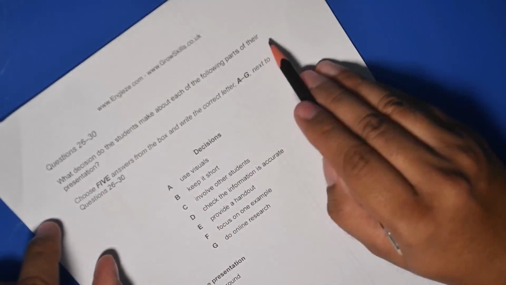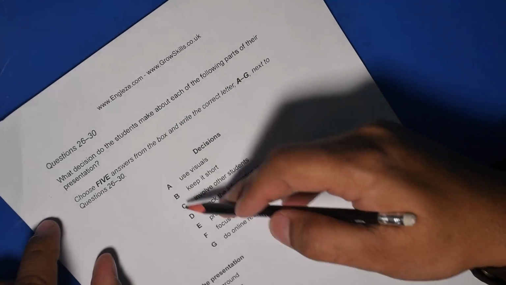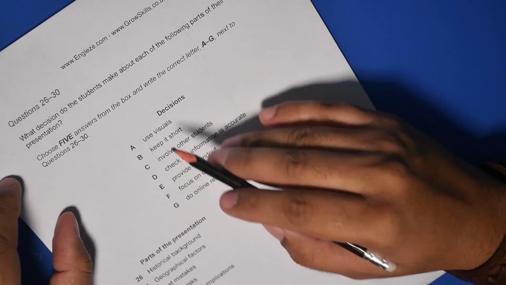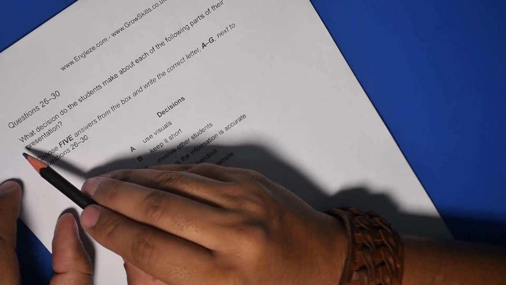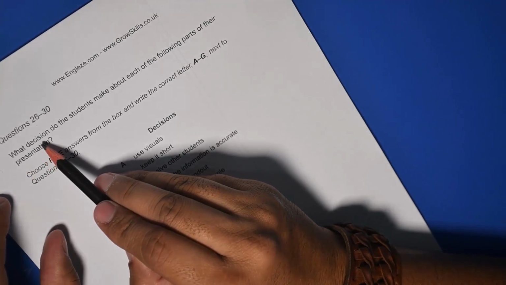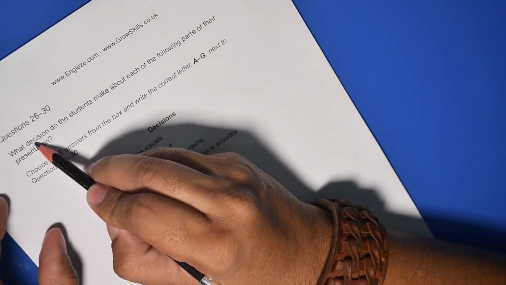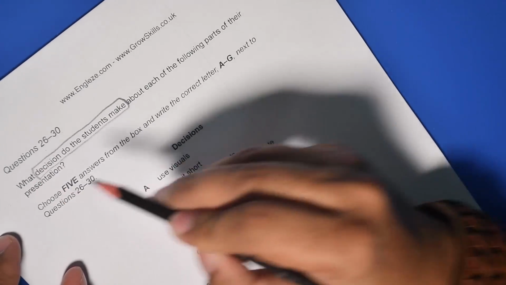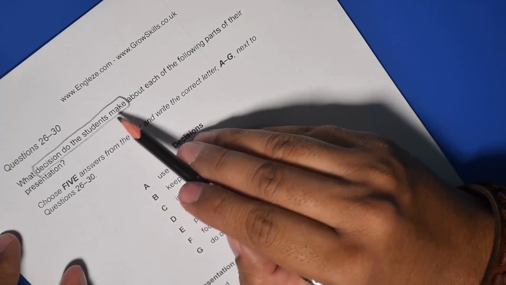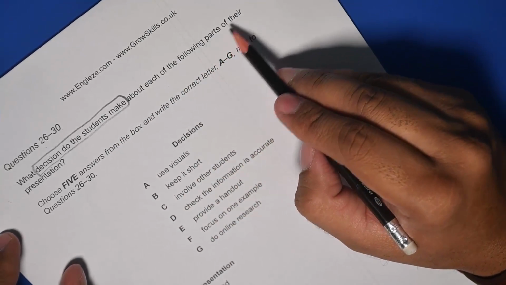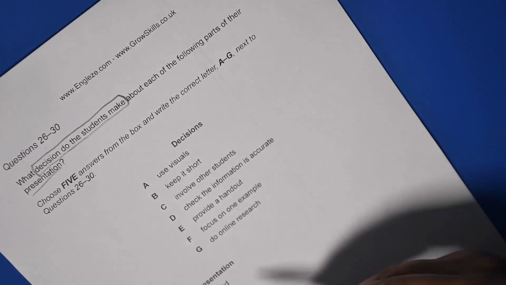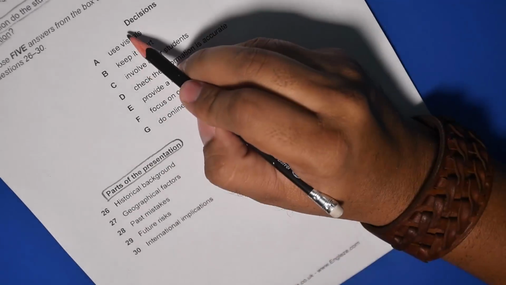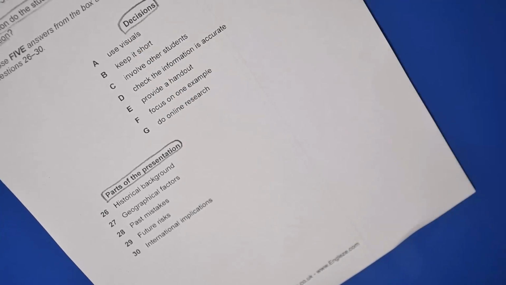Now this is important. The type of question is choose 5 answers from the box, and this is the box. From here you have to choose 5 options. Now this sentence is important: what decisions do the students make? So you have to listen carefully and see what decisions the students make about each of the following parts of their presentation. Now these are the parts of presentation and these are the decisions.